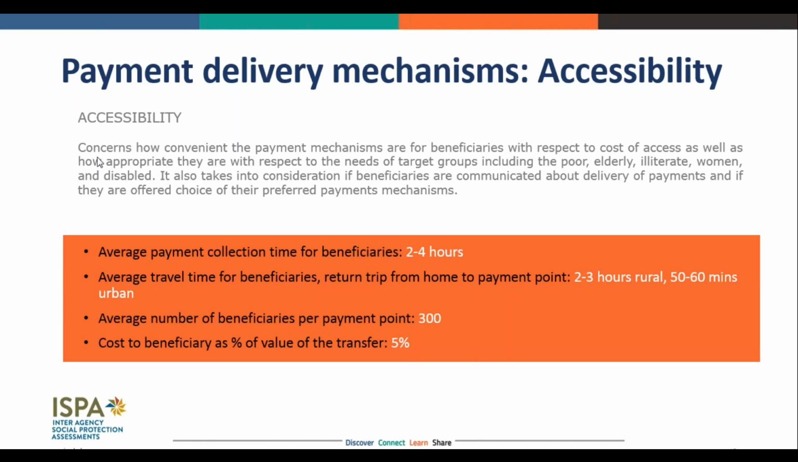Now we know that in Twiga the WAIT program has average payment collection times for beneficiaries of 2 to 4 hours, which gives it an emerging score of 2. We can also see that the average travel time to the payment point is 2 to 3 hours, which gives again a score 2. The total cost of access is low at 5% of the value of the transfer, which gives us score 3.